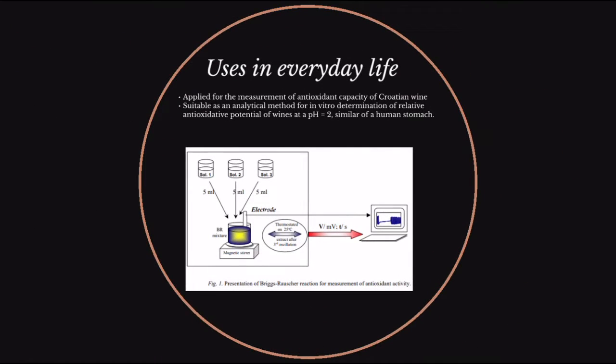Here's how it's used in everyday life. It is applied for the measurement of antioxidant pH level of Croatian wine when it's consumed by the human body, and is suitable as an analytical method for in vitro determination of relative antioxidative potential of wines at a pH of 2.